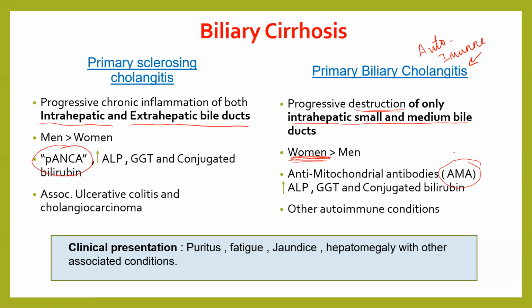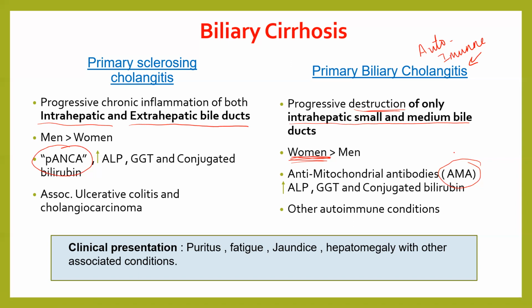Also, they are associated with different conditions. Primary sclerosing cholangitis is associated with ulcerative colitis and cholangiocarcinoma, whereas primary biliary cholangitis is associated with other types of autoimmune conditions. Now, one more thing to help you understand better is their clinical course of progression.